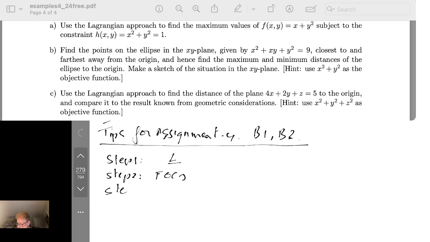Step three is to solve the FOCs, and there the range of questions gives you a nice overview of ways and maybe some tricks to solve them. And step four is to solve the FOCs, which gives you the stationary points.